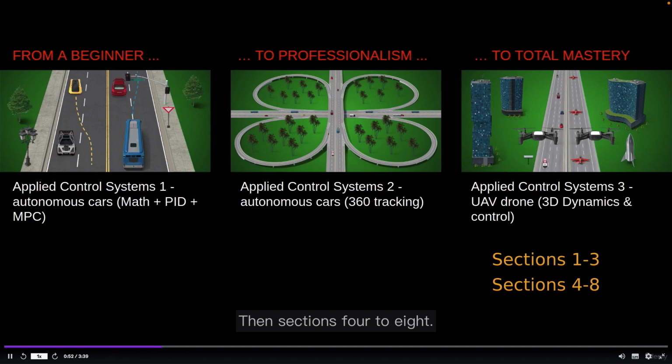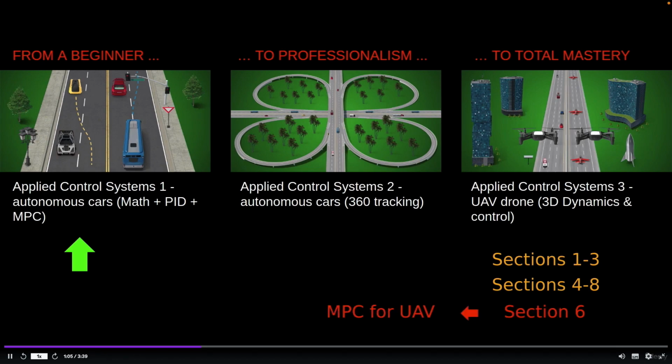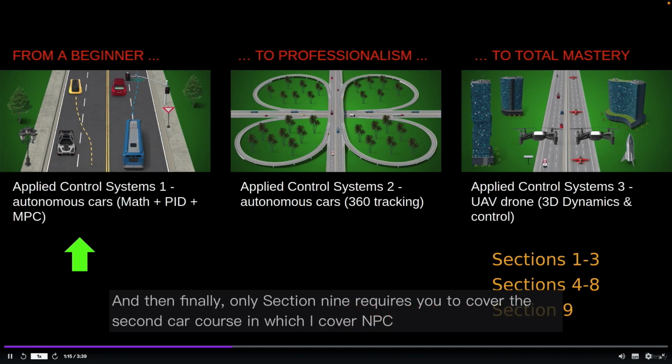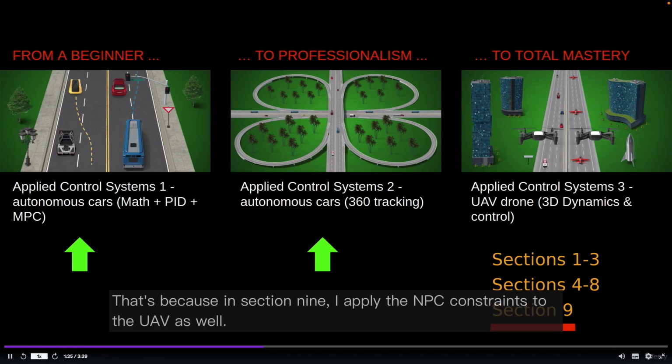Then for sections 4 to 8, you should cover the first car course. That is especially important for section 6, in which I'll cover the MPC controller applied to the drone. And so it's assumed that you have already received the basics of MPC in the first car course. And then finally, only section 9 requires you to cover the second car course, in which I cover MPC constraints. That's because in section 9, I apply the MPC constraints to the UAV as well.